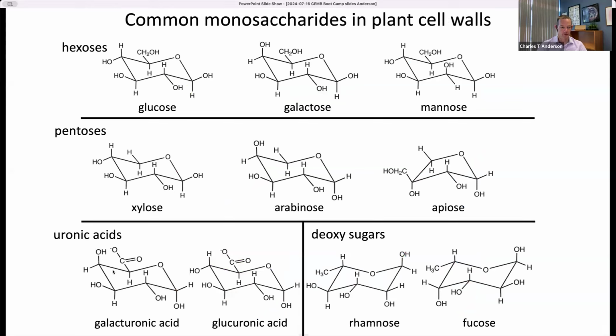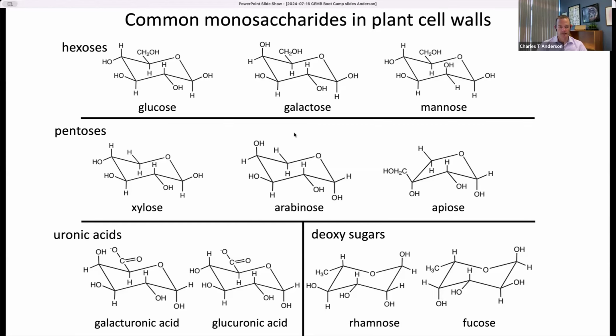Uronic acids, which are acidic monosaccharides that have a carboxyl group that can either be protonated or deprotonated depending on the pH of the medium. Those include galacturonic acid and glucuronic acid, and then deoxysugars like rhamnose and fucose, right? So these are hexose sugars from which an OH group is removed in one of the carbons. So these are the basic building blocks that plant cells use to generate the polysaccharides in the cell wall.